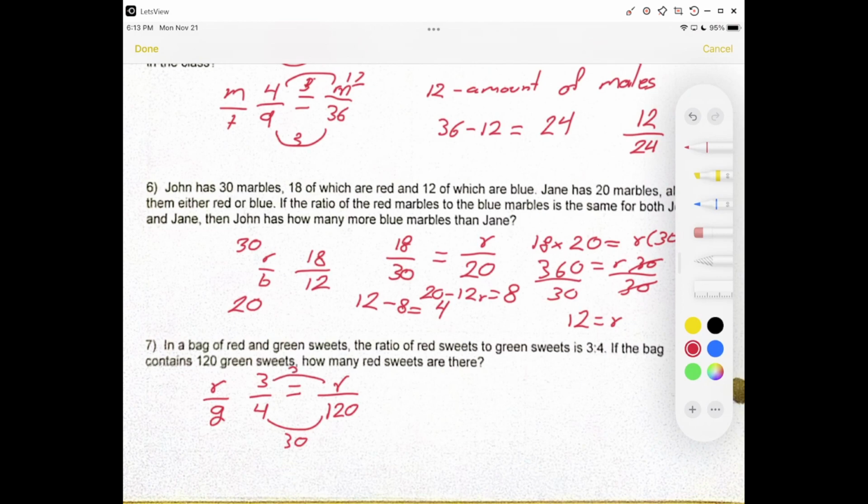And so we simply multiply 3 by 30. So 3 times 3 is 9, and then you just add a 0, which is 90. So we know that there are 90 red sweets. And the ratio would look like 90 over 120, or in simplified form, 3 over 4. But yeah, it's not asking us for that.